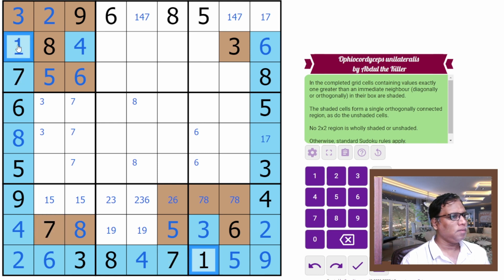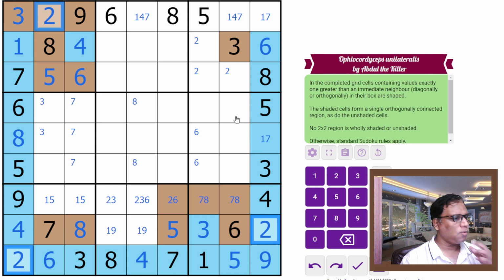1. 1 is not here. 1 is not here. 1 is at 3 places. 2. 2 is at 3 places. Where could that help? 8. Oh, 8 is light, right? That means 7 is not here. Oh, 7 is anyway not here. 7 is after.